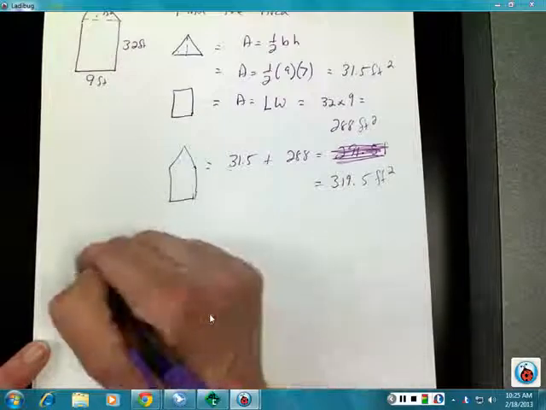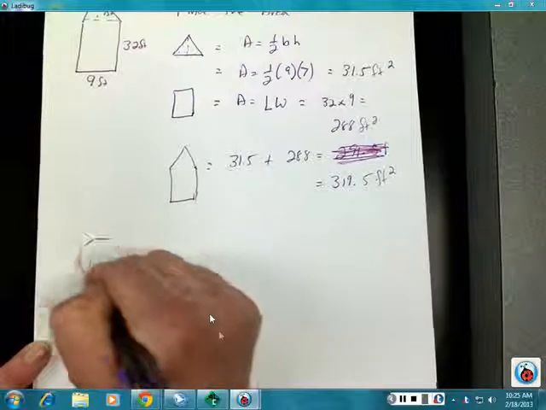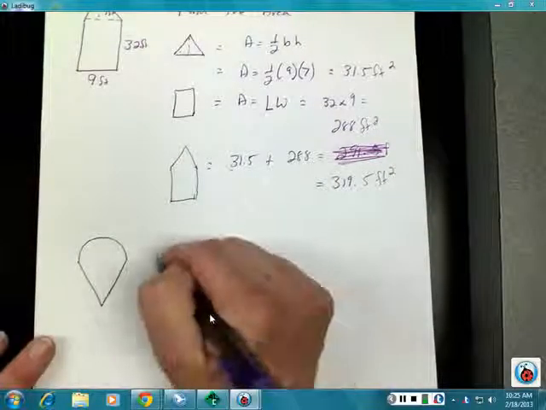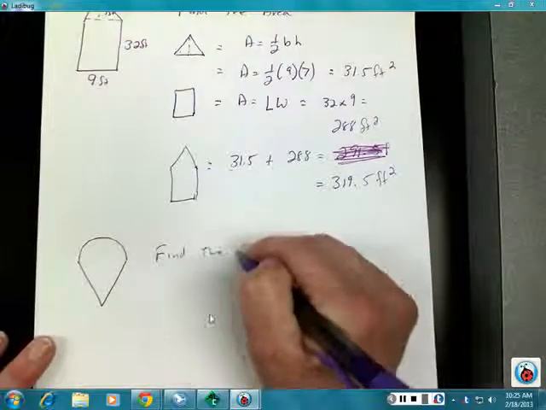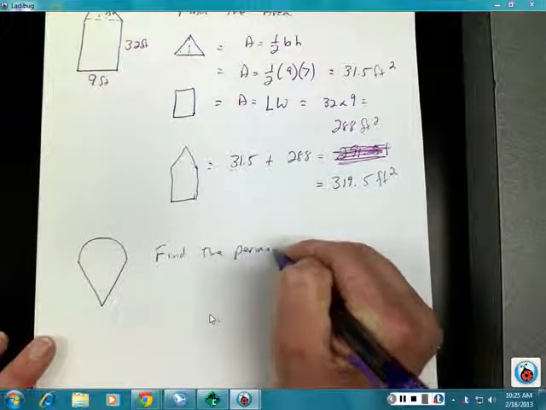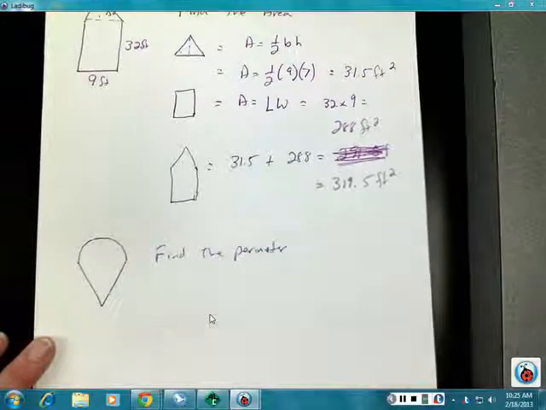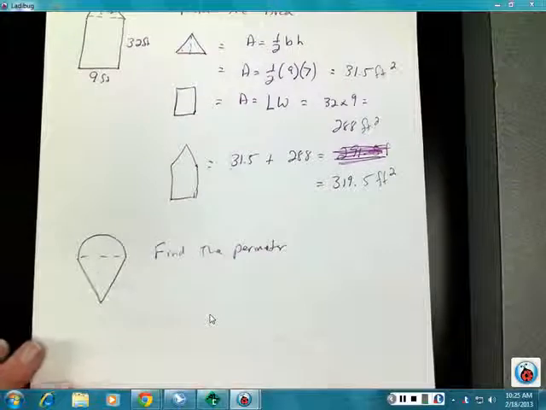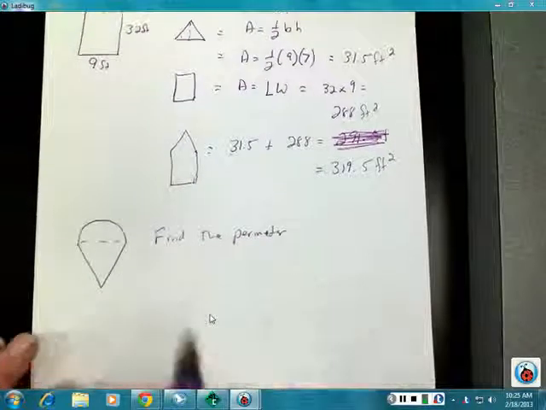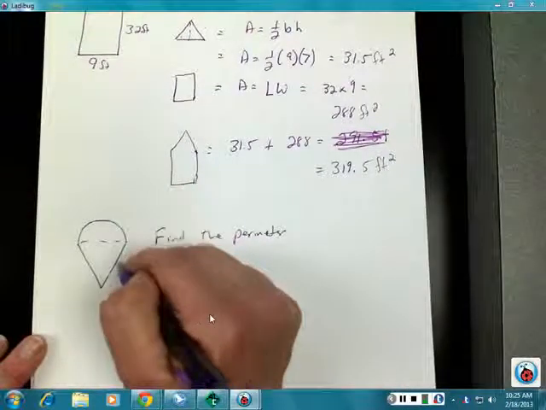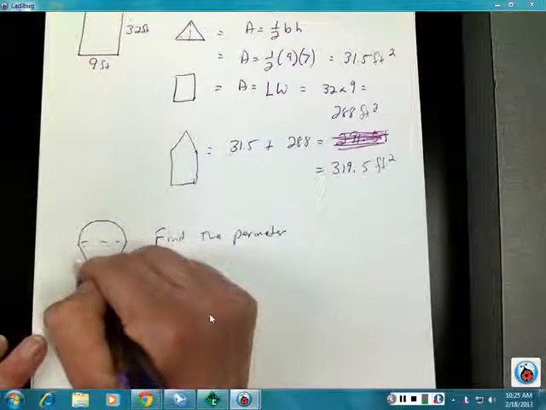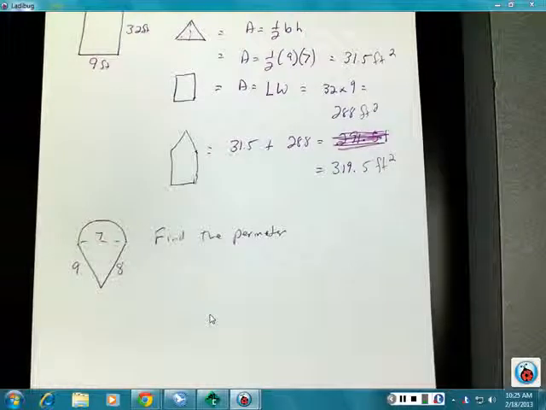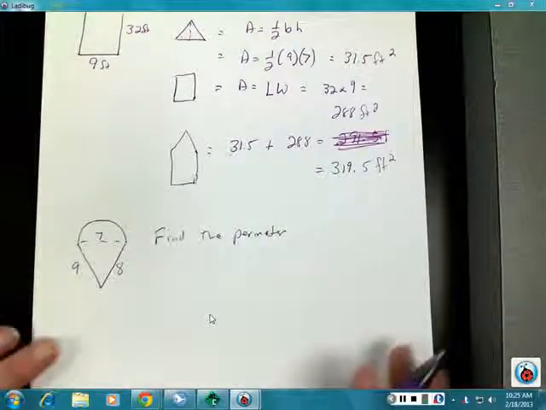Another one they give you is a cone, and they say find the perimeter. Well, would it be a circle and a triangle? A half circle and part of a triangle only. And they'll give you a measurement in here, and they might say this is 8, this is 9, and this is 7. And we need to find out what our two pieces will be.